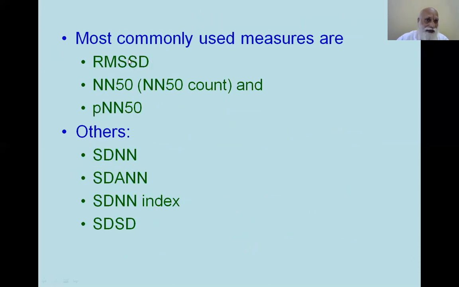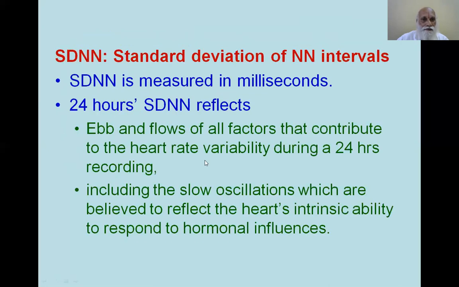So the common measures are RMSSD, I'll tell you what they mean. RMSSD, NN50 count, and pNN50. Others are SDNN, SDANN, SDNN index, SDSD. So we'll see each of them. SDNN, of course, is measured in milliseconds, the standard deviation of NN intervals. Simple. You have a series of intervals.